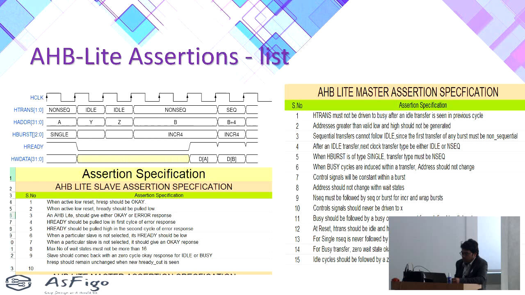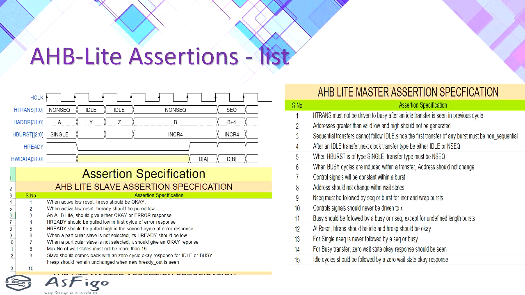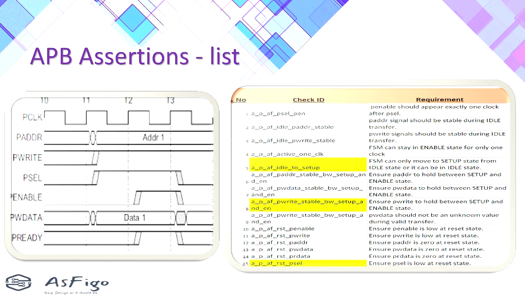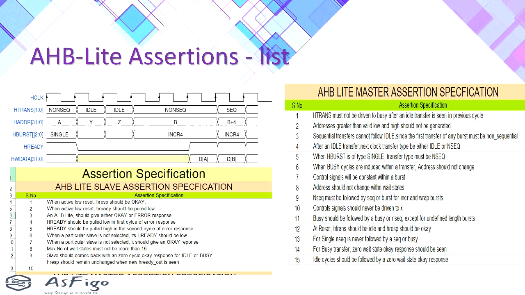I will go through a couple of the assertions we have written, and the AHB also. We have this pipeline stage protocol like AHB, and AHB has an address phase and a data phase running concurrently, and we wrote more than 15 assertions for that checker IP in the APB, and for AHB more than 25 test cases we have written.